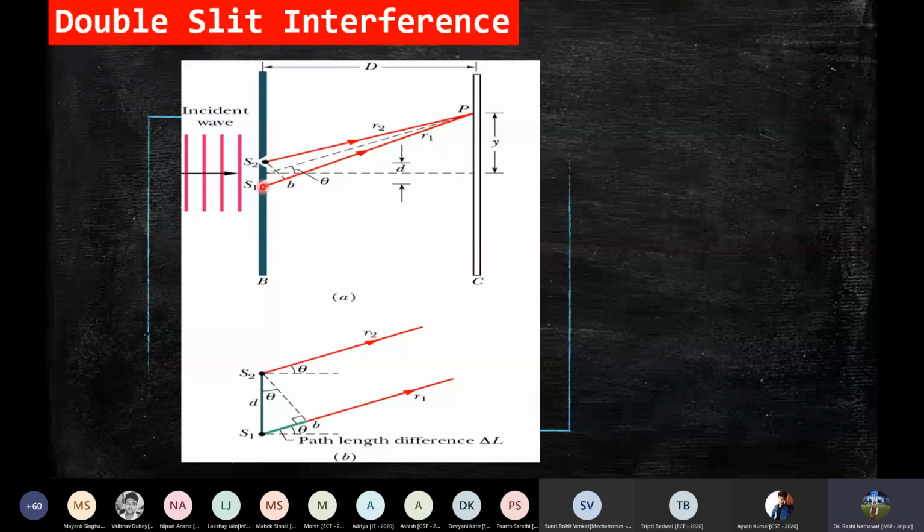This is a right angle. And the distance between the source and the screen is capital D, and the distance between two sources, S1 and S2, is a small d. And from the center, the distance where we are taking a point P, where we want to find out either minima or maxima position, the distance is y.